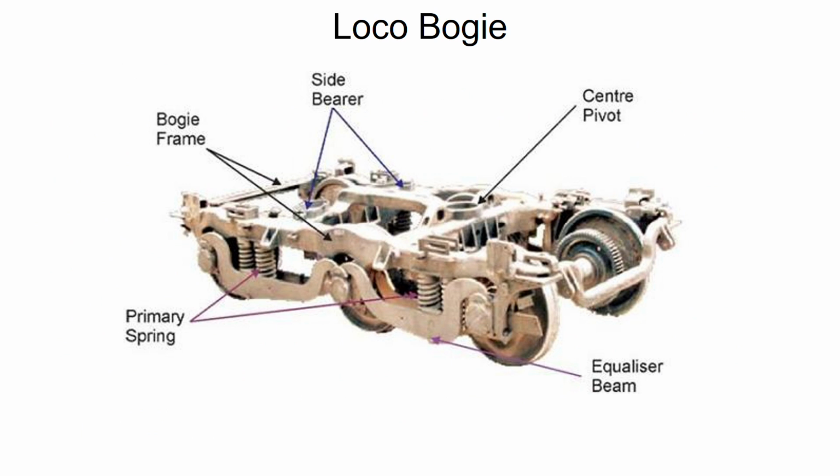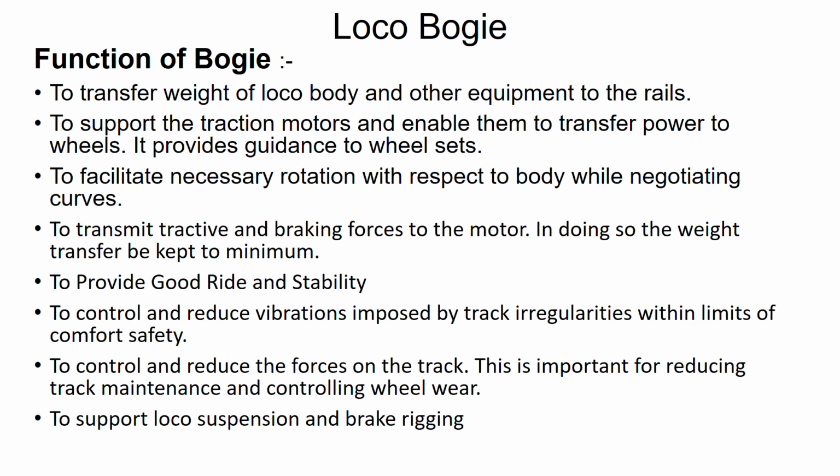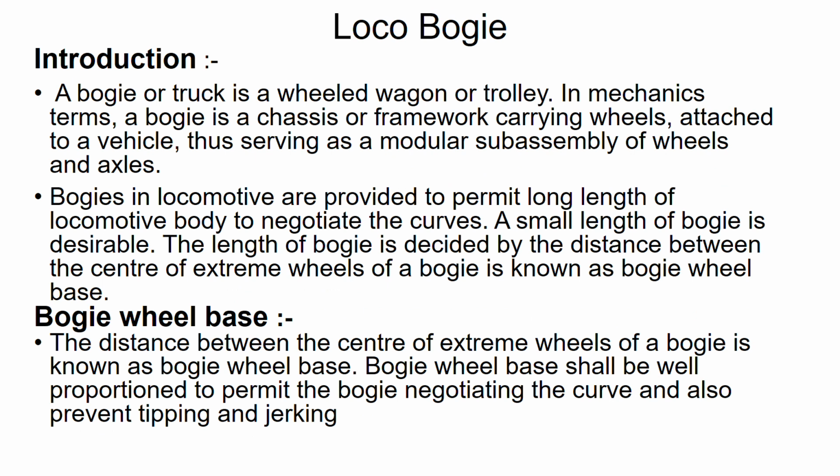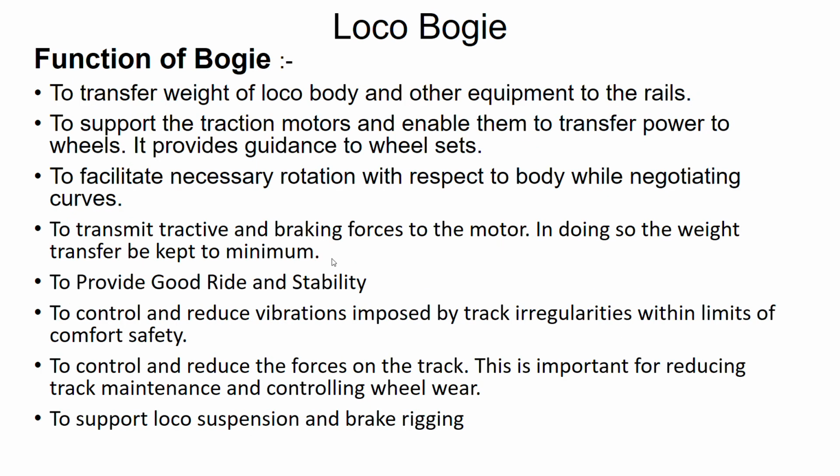Now we come to the initial point. Function of the bogie. What is the function of the bogie? To transfer weight of the loco body and other equipment to the rail, to support the traction motors and enable them to transfer power to wheels. It provides guidance to wheel sets to facilitate necessary rotation with respect to the body while negotiating curves, and to transmit tractive and braking forces to the motor. In doing so, the weight transfer should be kept to a minimum.